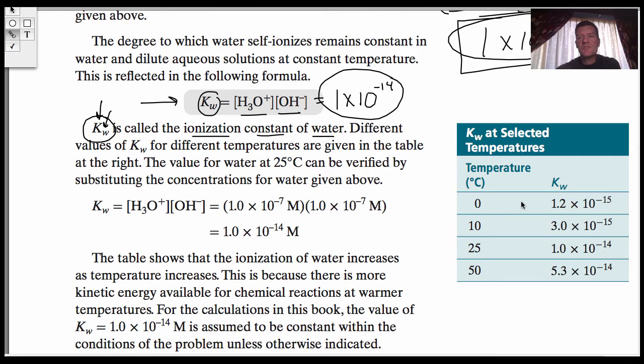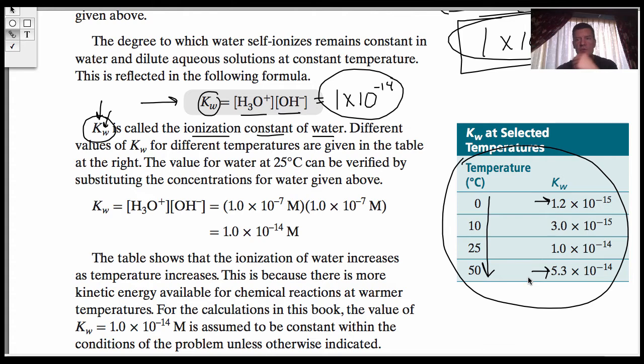If it's a different temperature, then that K value is going to be different, as you can see over here. And you can see right here that as the temperature increases, this K value is going to go from 10 to the negative 15 up to 10 to the negative 14. So it increases a little bit. But at 25 degrees Celsius, this is where we're going to focus. This constant, the ionization constant of water, which is found by taking the product of hydronium ion concentration times the hydroxide ion concentration, is going to be 10 to the negative 14.